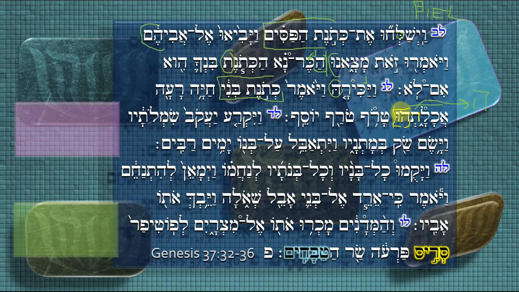Kuskuni interprets this that a savage beast devoured him. If he had been attacked by robbers, they would not have left the tunic, right? So it's clearly their deception is left to be very clear.